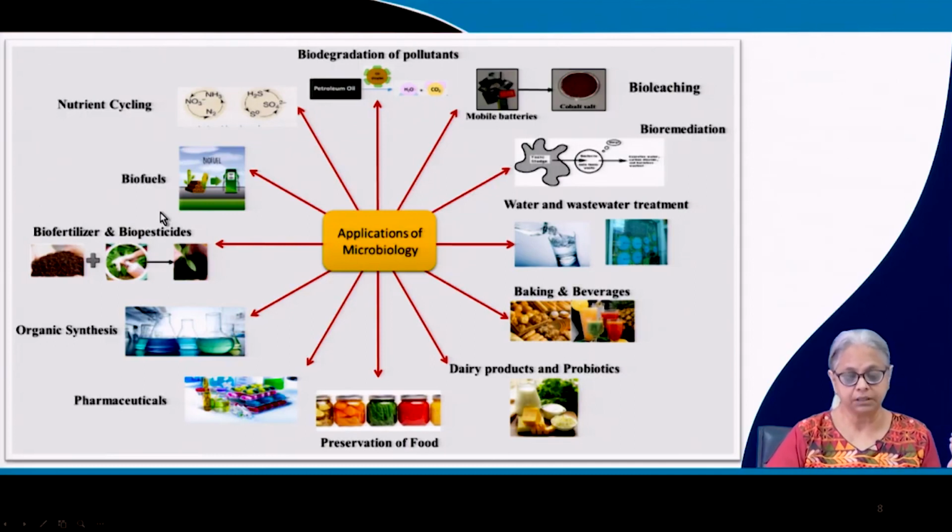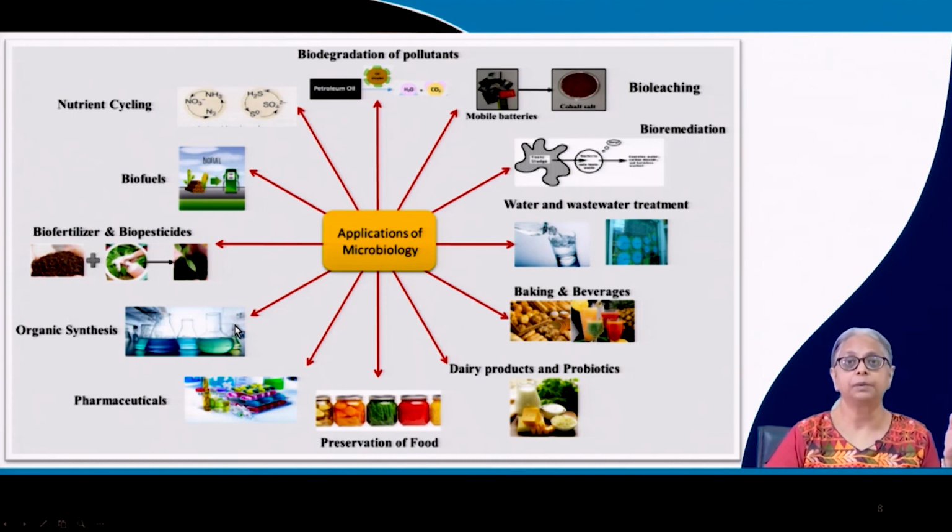You can also use algal cells. I'll show you an example in a minute. You can use algal cells to convert biomass into biodiesel or biofuel. You can create compost, biofertilizer, biopesticides. Many of the plants secrete or create certain chemical compounds which have natural pesticidal properties. So all these are possible.